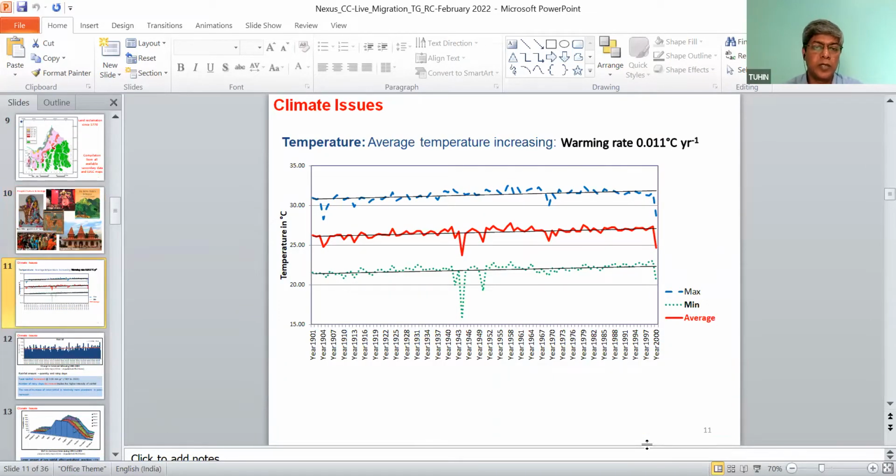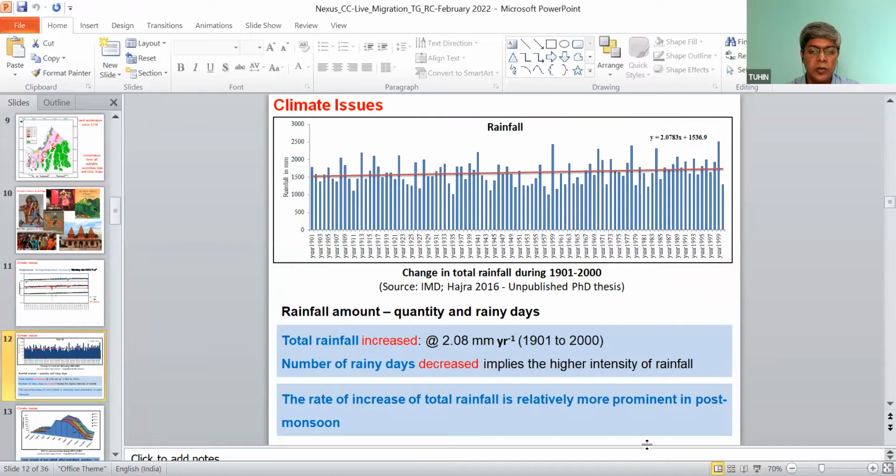If we talk about the climate issue, we can see that the temperature is changing at a rate of about 0.11 degree centigrade per year. It's a gradual change, but people can feel it after some time. And if you talk with the people, they will tell you that yes, the temperature is changing and the seasons are hotter than the earlier seasons. The total rainfall is also changing. Total rainfall is increasing at the rate of 2.08 millimeter per year.